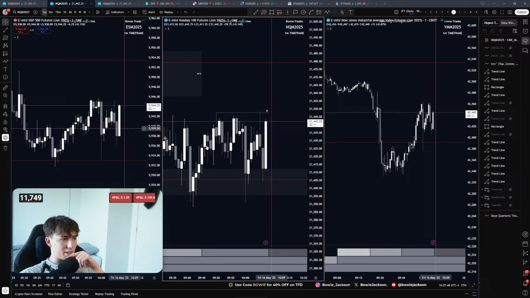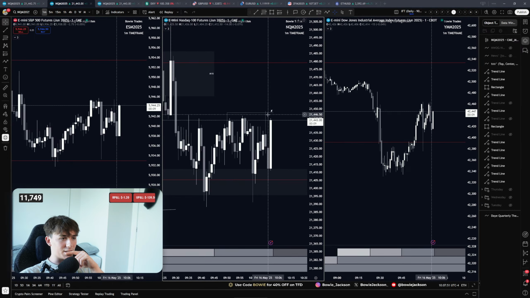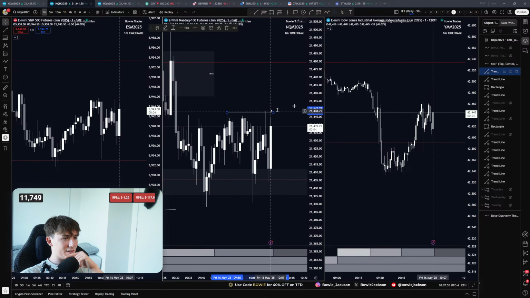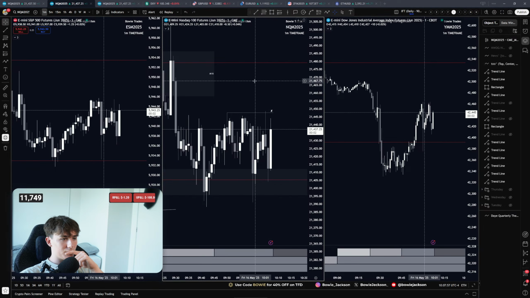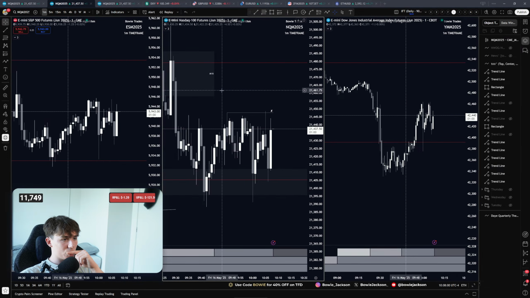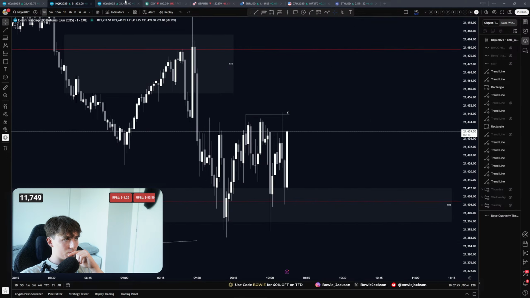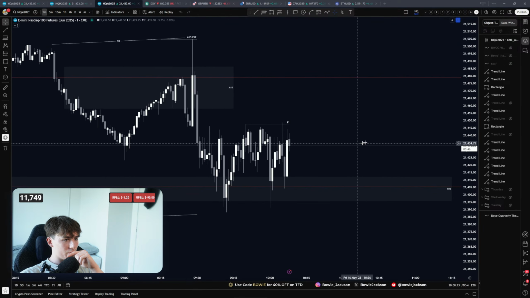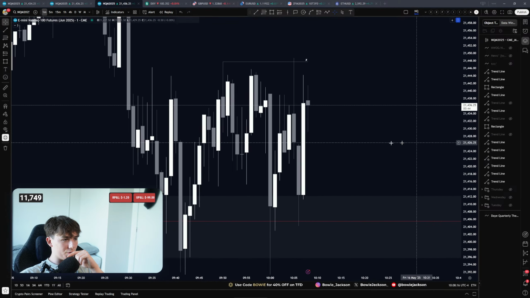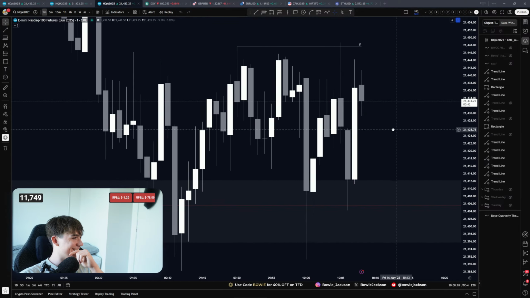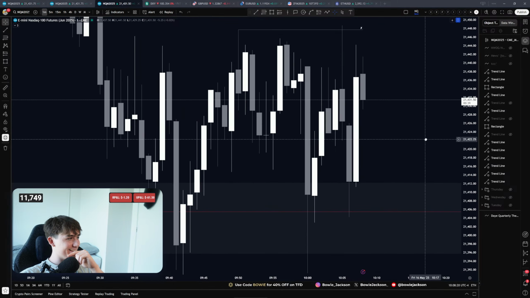I have a feeling I'm just gonna get chopped up today. What the hell is this price action? Ain't no way. This is a barcode. What the hell?